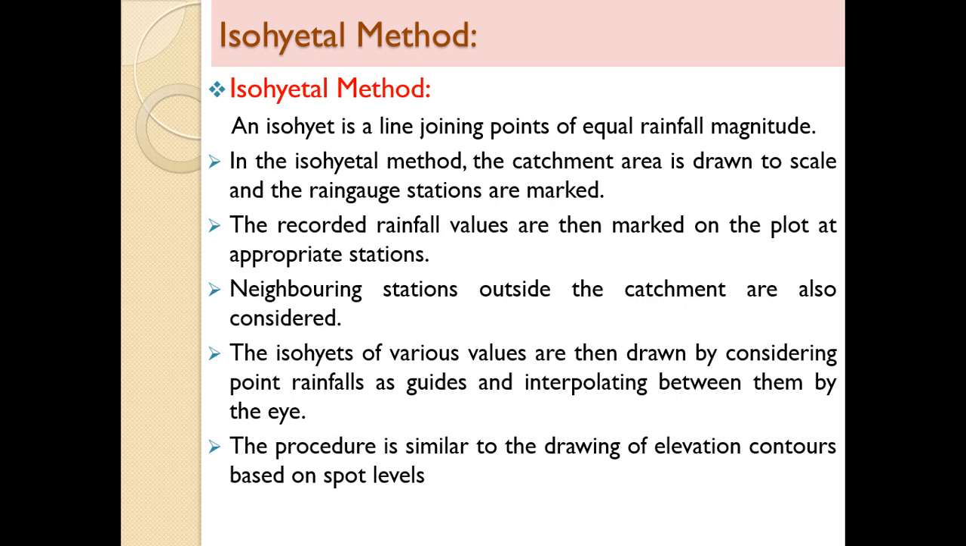Very first, the catchment area is drawn to scale. All rain gauge stations are marked. The recorded rainfall values are then marked on the plot. Neighboring stations outside the catchment are also considered. Then isohyets of various values are drawn by considering the point rainfalls. Considering point rainfall as a base, isohyets are drawn as guides, interpolating between them by eye.